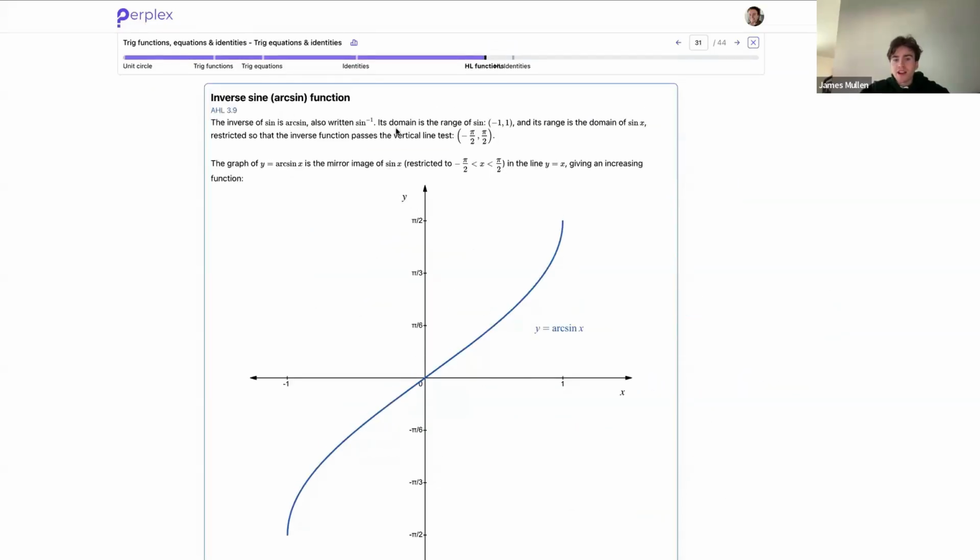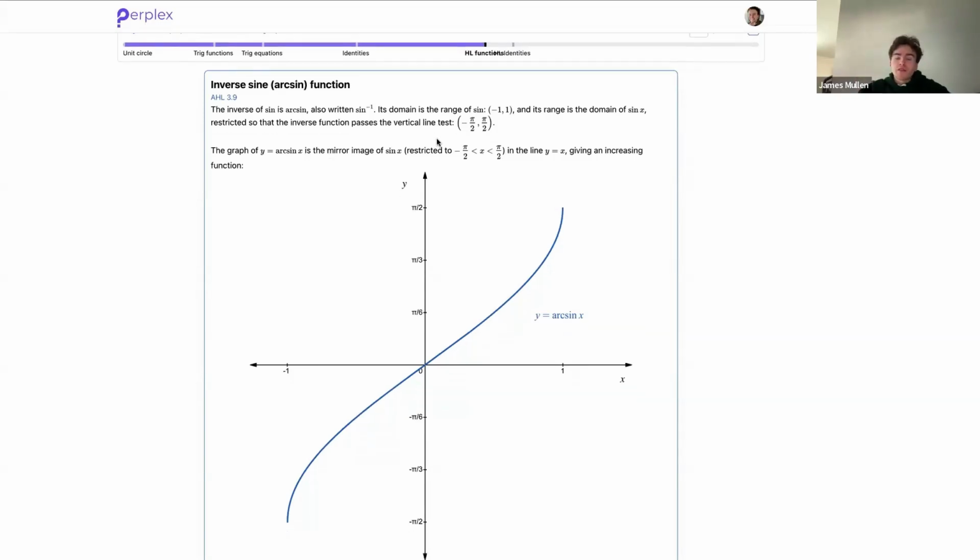So arcsine is the same as sine minus 1. It's just given this fancy name. And to be honest, I'm not 100% sure why we give it a fancy name. I think sine minus 1 is perfectly fine. But we have to remember that the domain of the inverse function is the range of the original function. And the range of the inverse function is the domain of the original function.